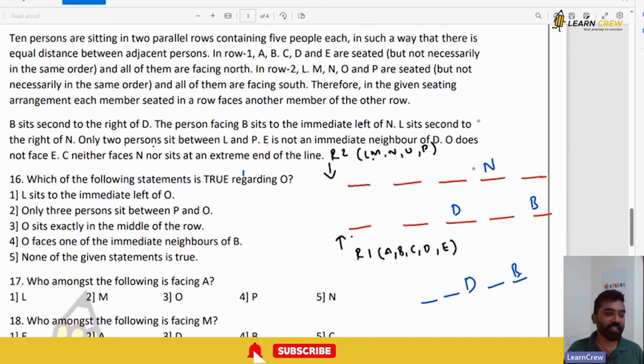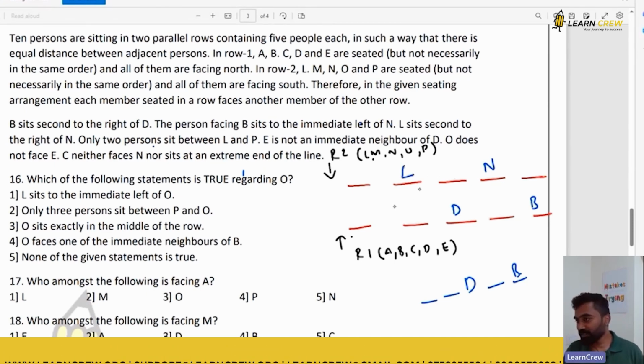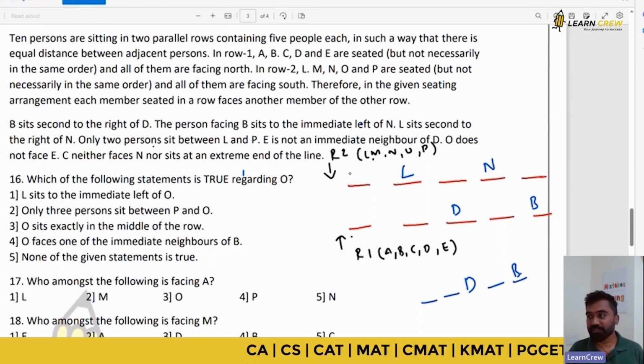Fine. L sits second to the right of N. So which is right of N? This side. Second to the right of N. So 1, 2. L is going to sit here. Yes? Obviously this is south direction. For south, right and left changes. This is going to be right.